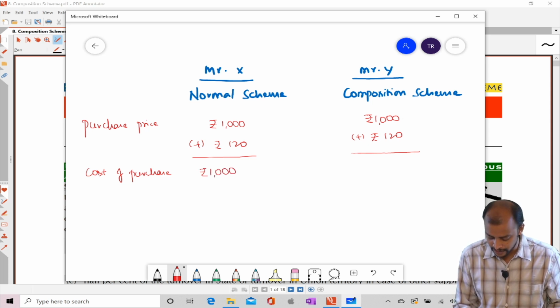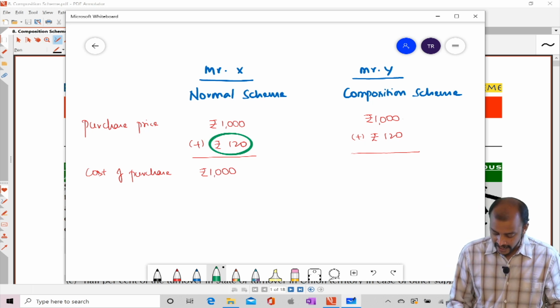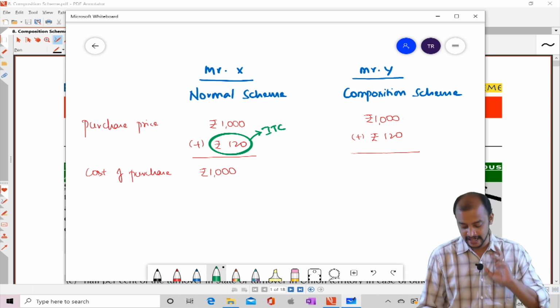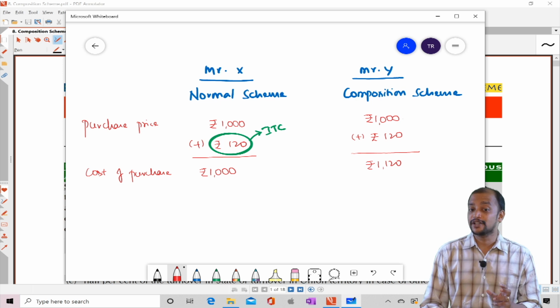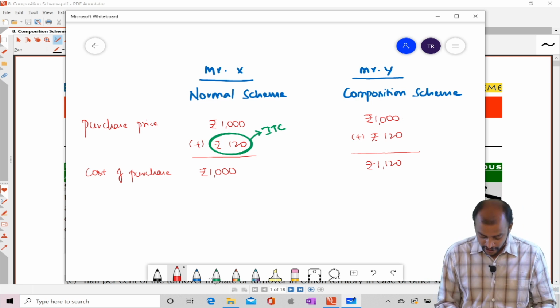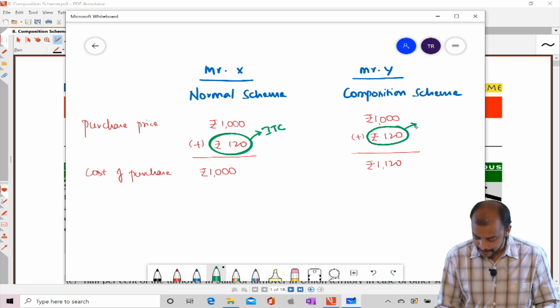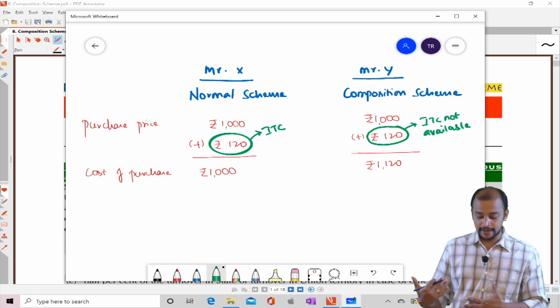Why is the cost of purchase only 1000? Because this 120 can be taken as ITC. Whereas here, what will be the cost of purchase? It is 1120. Why is 1120 the cost of purchase? Because this 120 cannot be availed as ITC. ITC is not available. Because of that reason, that ITC is not available, the cost will become 1120.